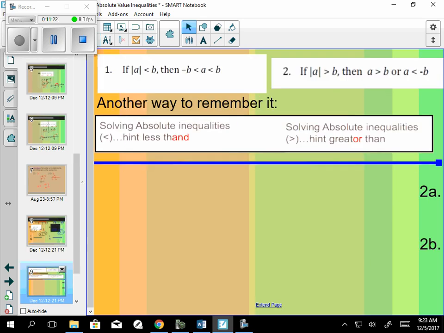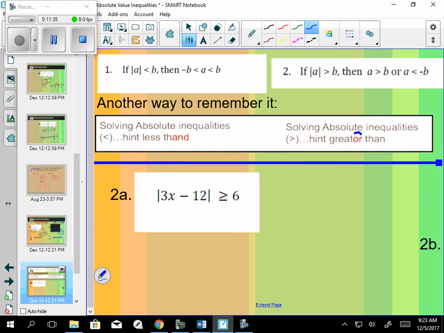On 2a, they want us to solve this. So to solve this one, this one's a greater than 1. One clue when you're doing these: if it's a greater than, it should probably come out to be one of those "or" ones, meaning we're going to have our arrows going opposite directions on the graph. Okay, so solve this one.